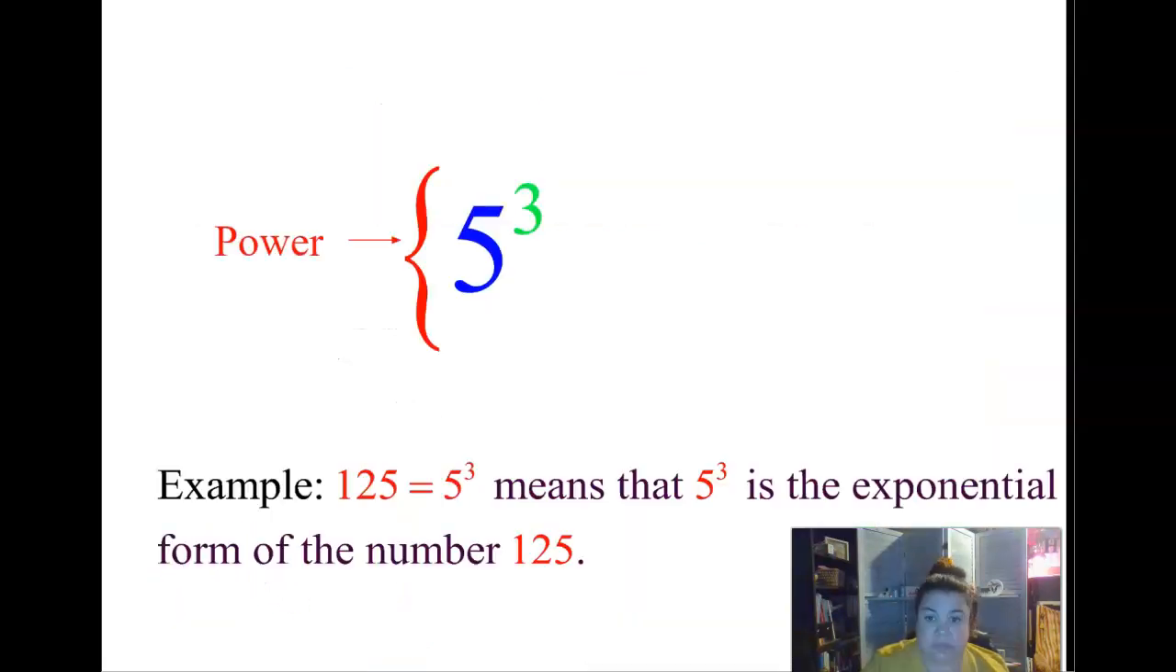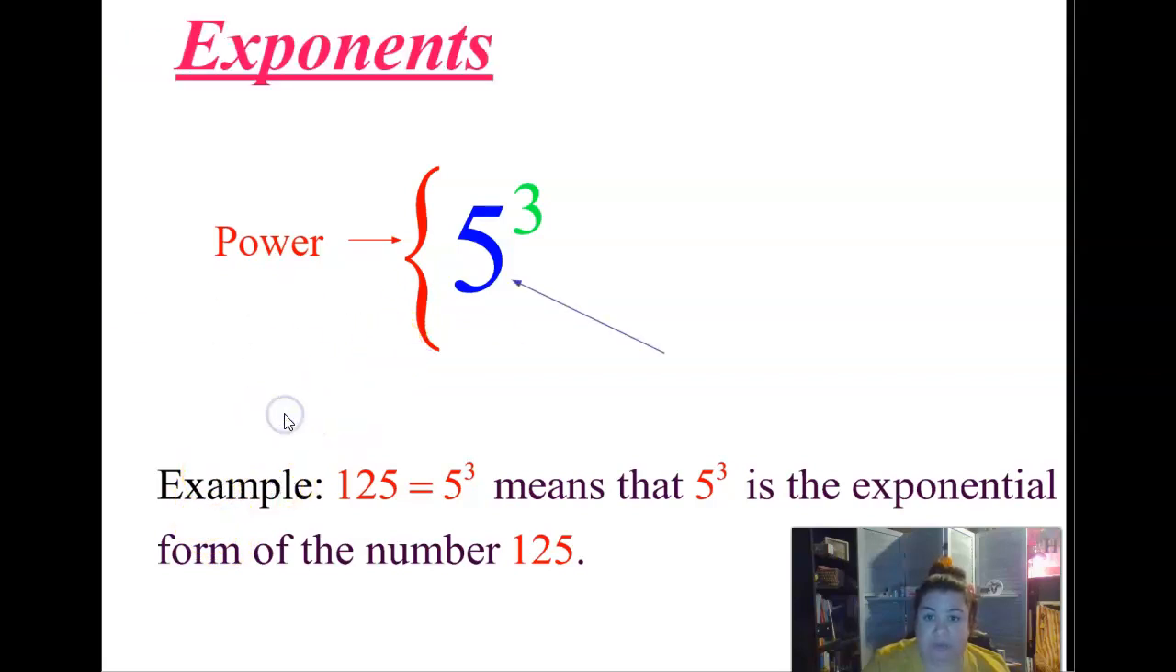Okay? So let's look at what this is called so you know the vocabulary when it comes time to your test. The big number and the small number together is called the power. This here, the big number, is called the base. Sometimes you'll see it called coefficient, but on your test they'll probably call it base. And then the little number at the top is called the exponent.